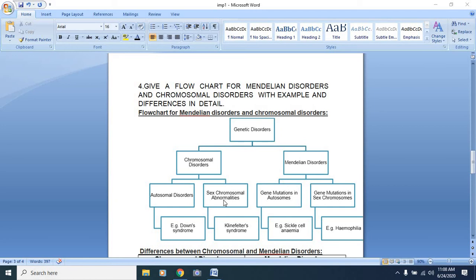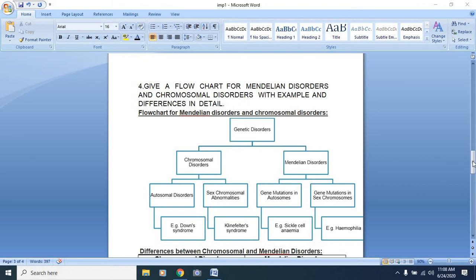Good morning students. Now we will discuss the fourth question. Here it has been asked: give a flowchart for Mendelian disorders and chromosomal disorders with examples and differences in detail. We have learnt about Mendelian disorder and chromosomal disorder. Now we will see the flowchart and then we will see the main differences between both of them.